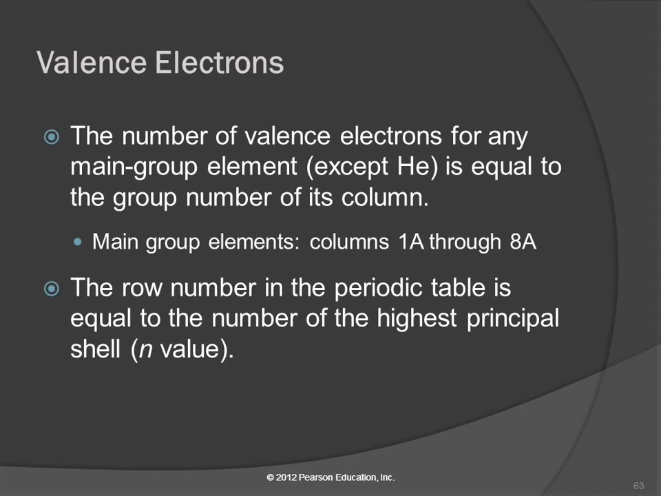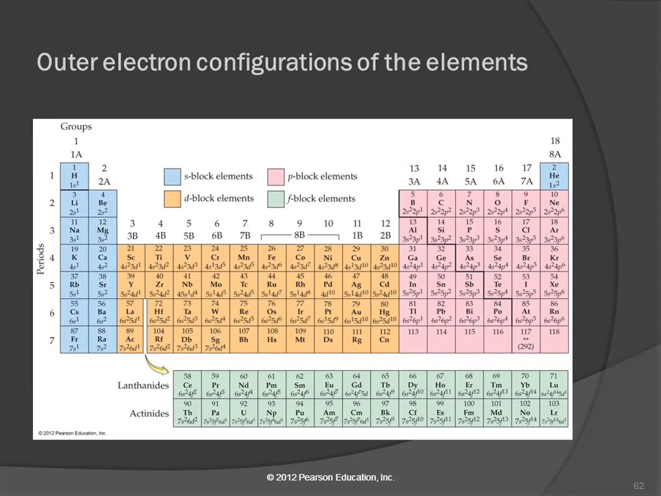So the number of valence electrons for any main group element except for helium is equal to the group number of its column. And that's using the American group numbers, 1A, 2A, 3A, etc. The row number on the periodic table gives us the number of the highest principal shell. So germanium in group 4A, 4 valence electrons. Those valence electrons are in the 4th energy shell, 4th energy level. You see how that works? It's kind of like a map, and you just need to pick things off the grid.